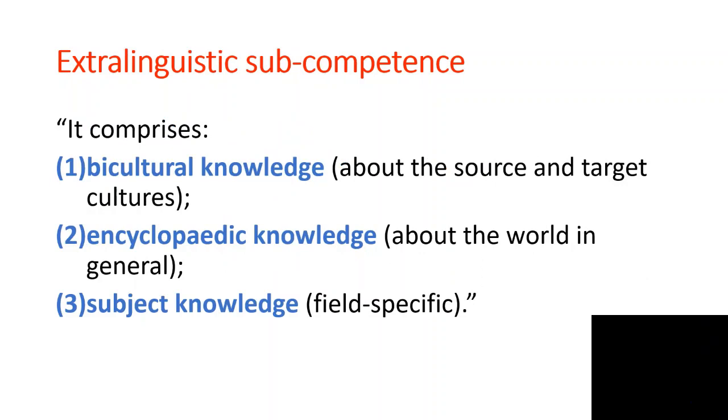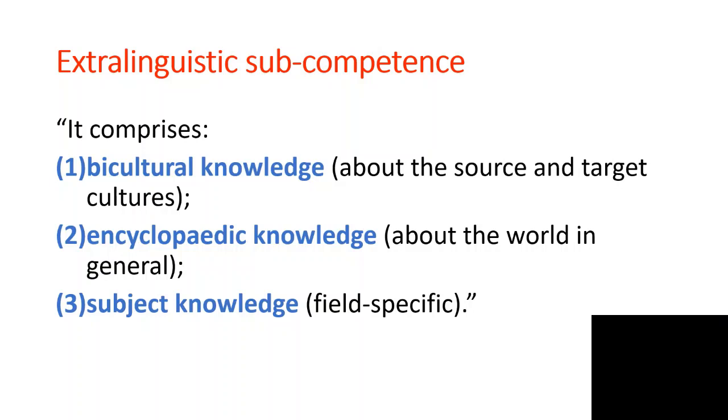If we move on to the extralinguistic sub-competence, remember our knowledge of the world, we have the bicultural knowledge. We need to know about both cultures, the source and target cultures. We need to have what the PACTE group called encyclopedic knowledge, knowledge about the world in general. We need to be well read. Translators need to be well read.